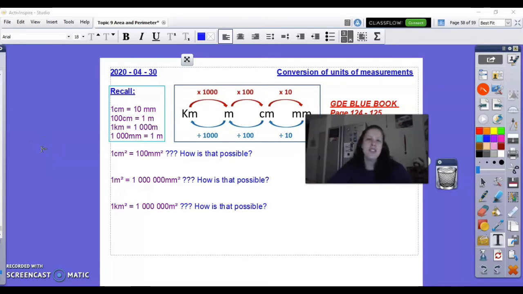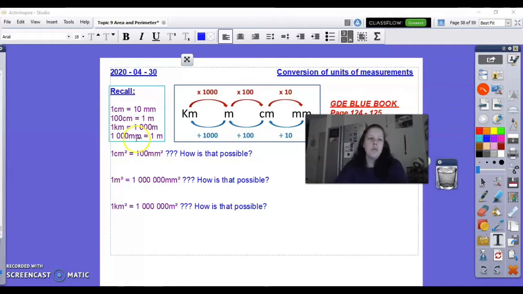It is Thursday the 30th of April and today we are talking about converting our units of measurement. I know I went over this briefly with you on Tuesday, but I'd like to go into more detail with you today because you will be doing exercises on pages 124 to 125 in your GDE Blue Book over the weekend, just as a good recap and to keep you active during the weekend, so that you can practice, because we know that's what maths is.